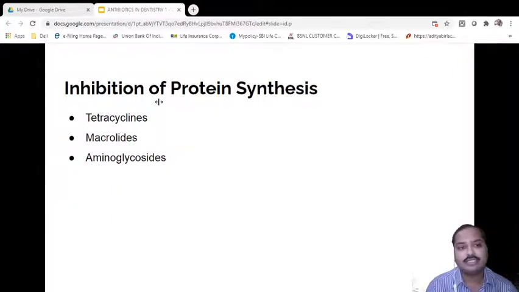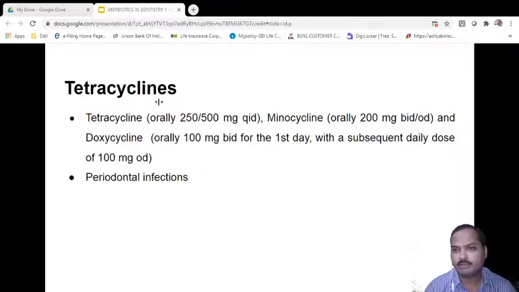Now we come to the inhibition of protein synthesis. Which antibiotics work by inhibiting the protein synthesis? The first is tetracyclines, the second group is the macrolides, and the third is aminoglycosides. You must be knowing all these groups, we have studied them. We will be just briefing about these. Now tetracyclines inhibit the protein synthesis by binding to the 30S ribosomes in the susceptible organisms.